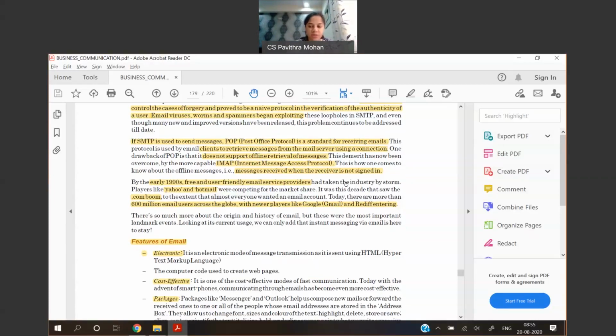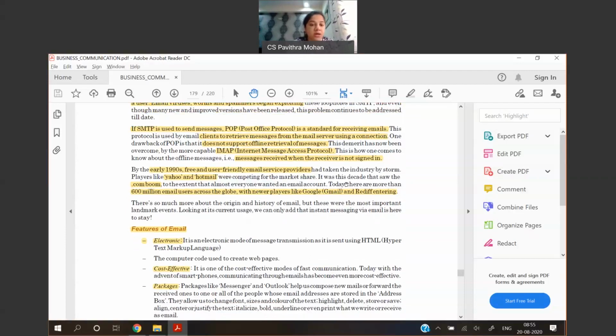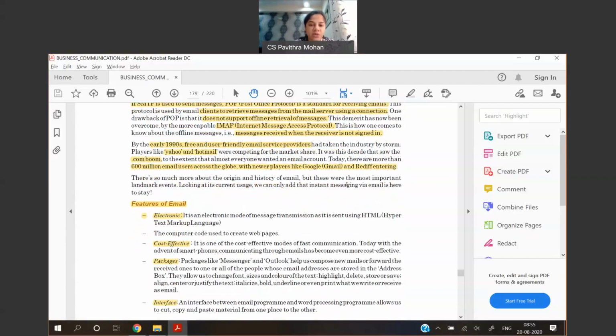After that, in the 1990s, free and user-friendly email service providers came up. Free service was provided by Yahoo and Hotmail. They both started giving free email access with the .com boom. The season was called the .com boom, and there were more than 600 million users across the globe. Newer players like Google and Rediff also started entering the market. So by the late 1990s this all started and it became a big boom.